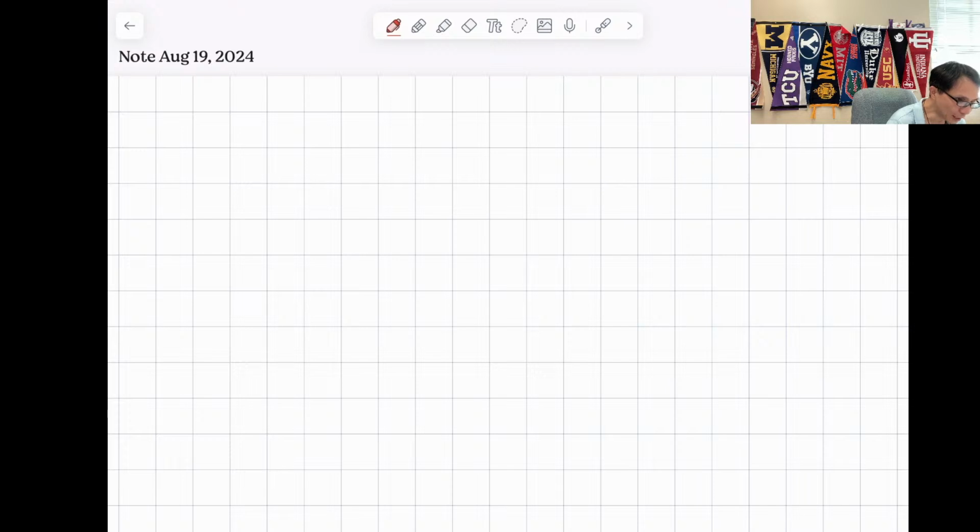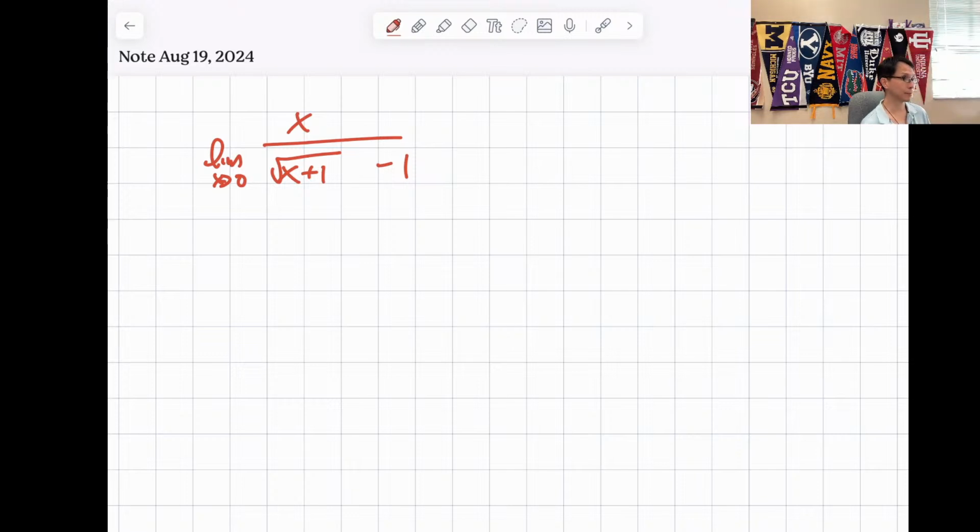So, how do you find the limit as x approaches 0 of x over the square root of x plus 1, minus 1? Okay, do you guys remember how to do this?